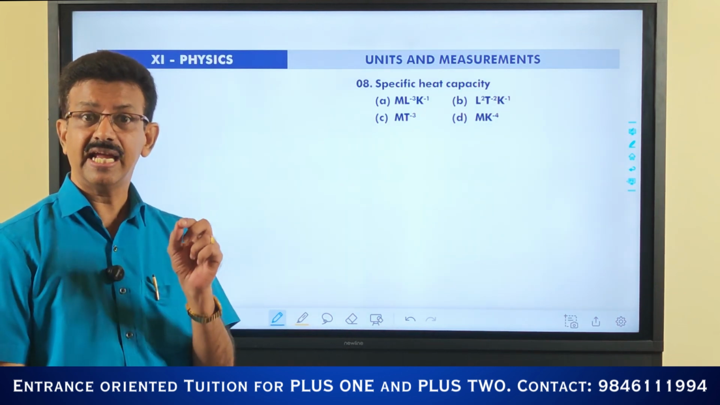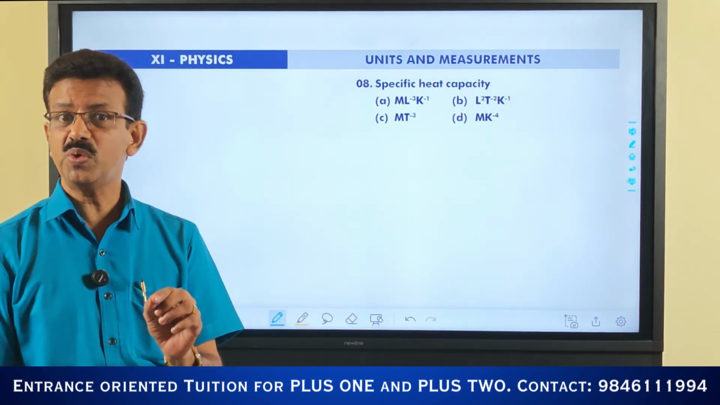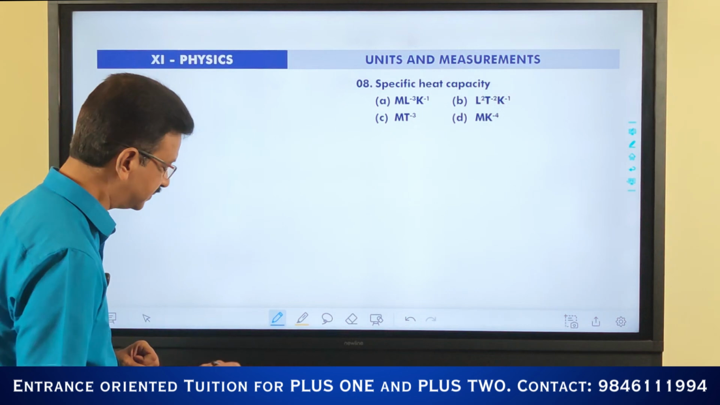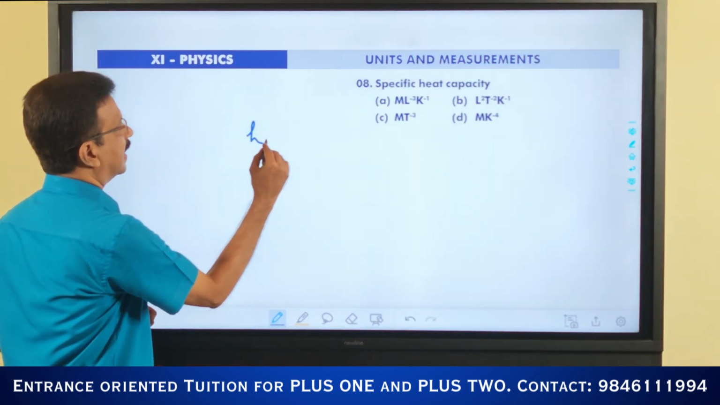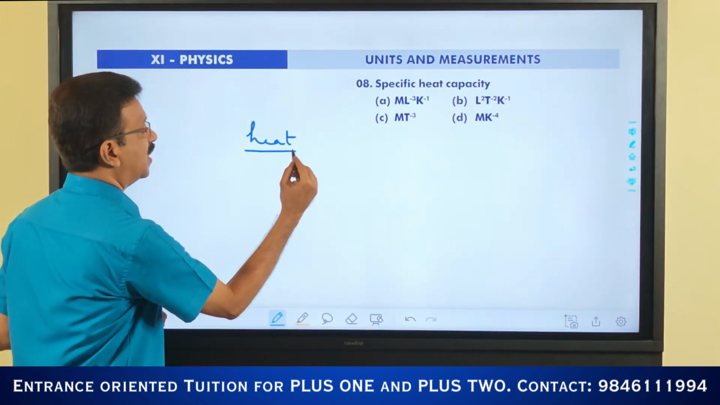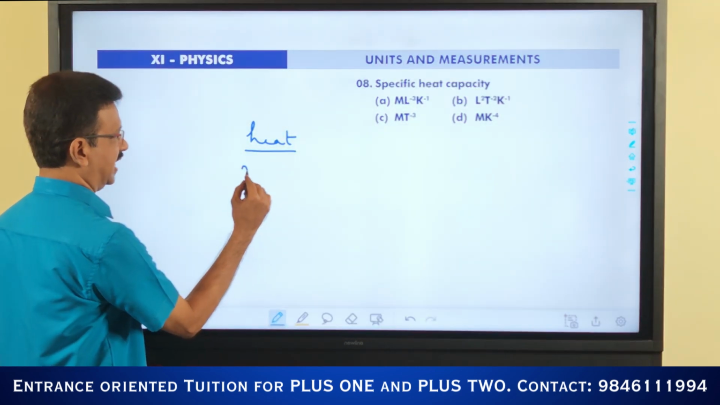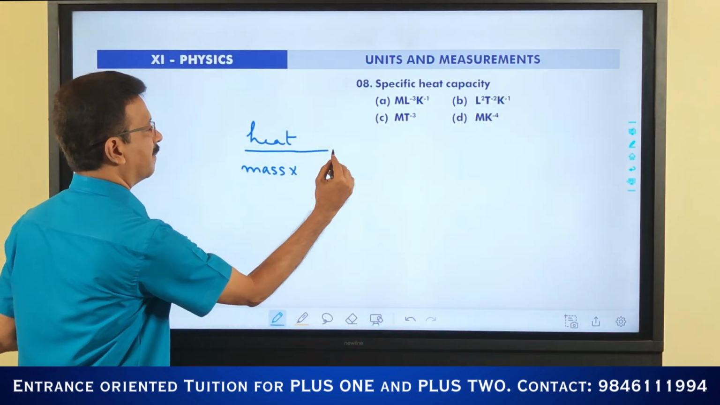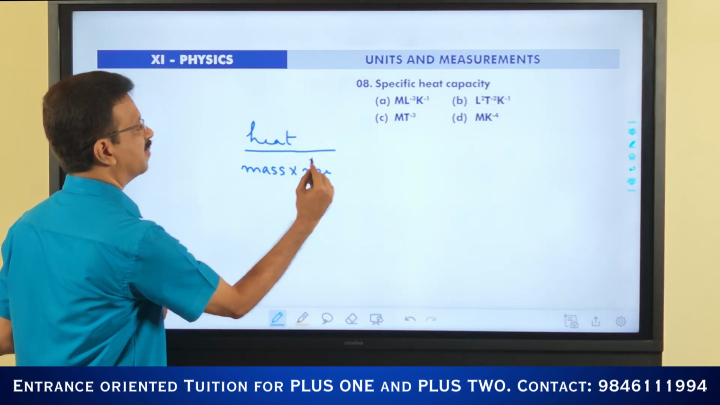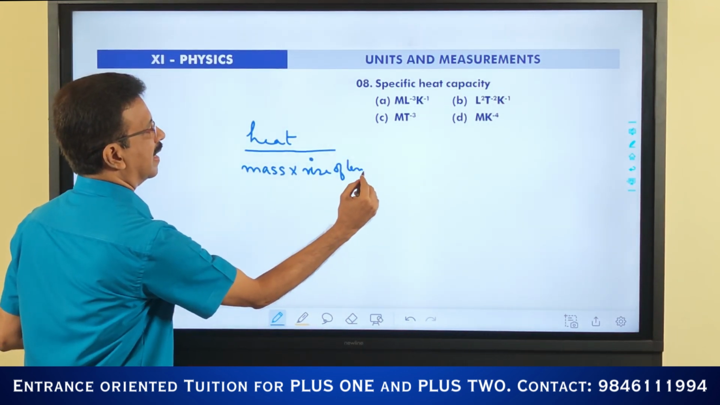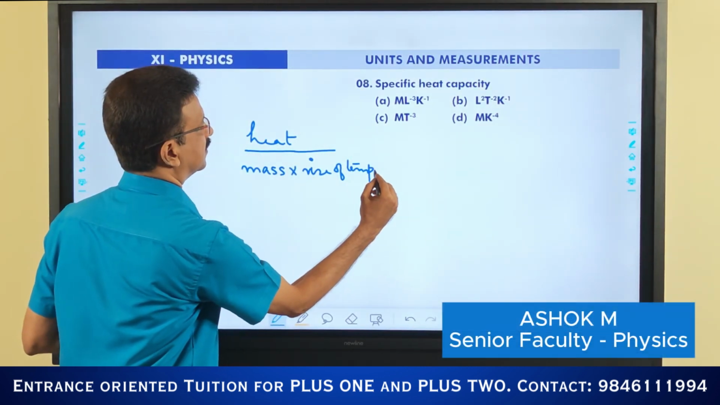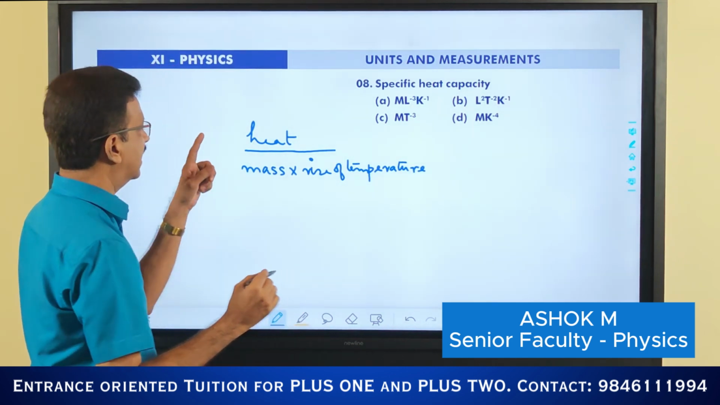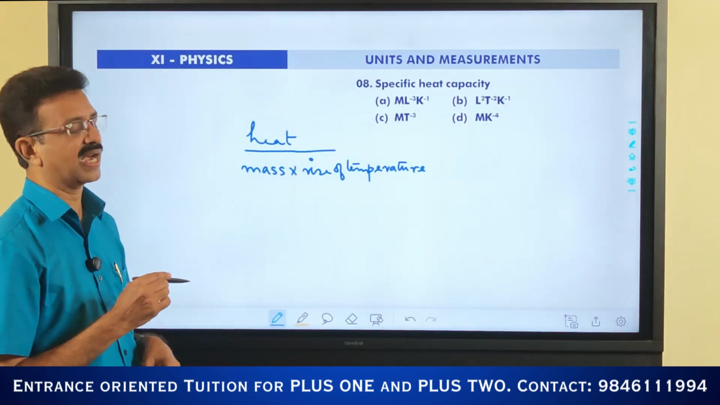Specific heat is the heat required to raise the temperature of unit mass of a substance through 1 Kelvin. Then the mathematical expression comes like heat required to raise the temperature of unit mass. Therefore, heat divided by mass per degree rise of temperature at the denominator. Rise of temperature. Heat divided by mass divided by rise of temperature.